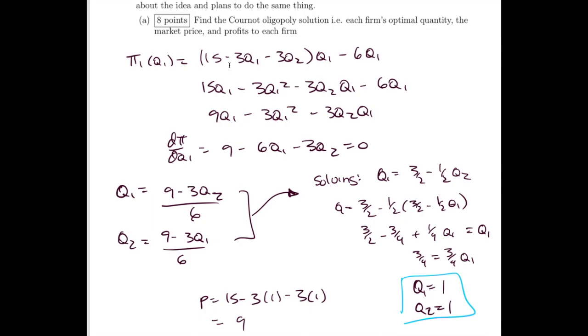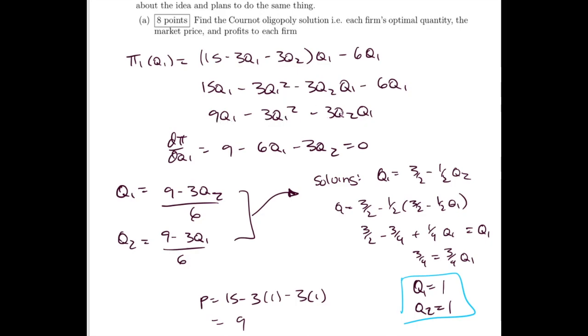Anyway, so here's firm 1's profit function, right? So 15 minus 3Q1 minus 3Q2, the whole thing times Q1. This is revenue. This is minus cost. We'll distribute this Q1 to everything. So 15Q1 minus 3Q1 squared minus 3Q2Q1 minus 6Q1. And I'm going to clean this up so it becomes 9Q1 minus 3Q1 squared minus 3Q2Q1.